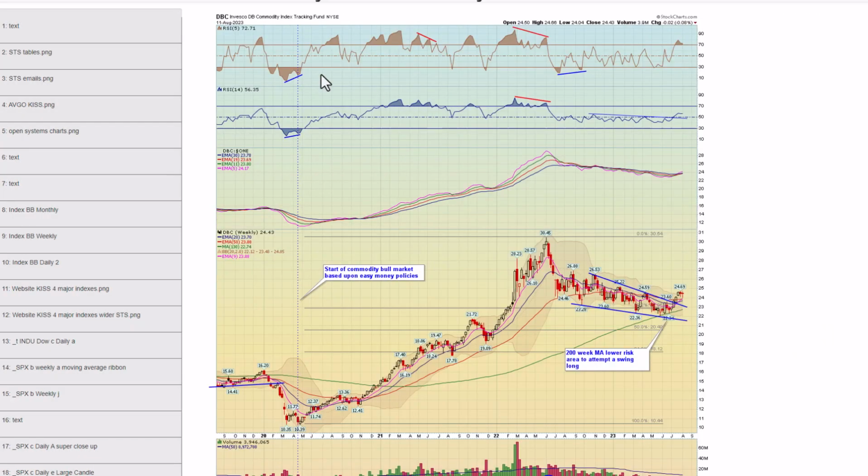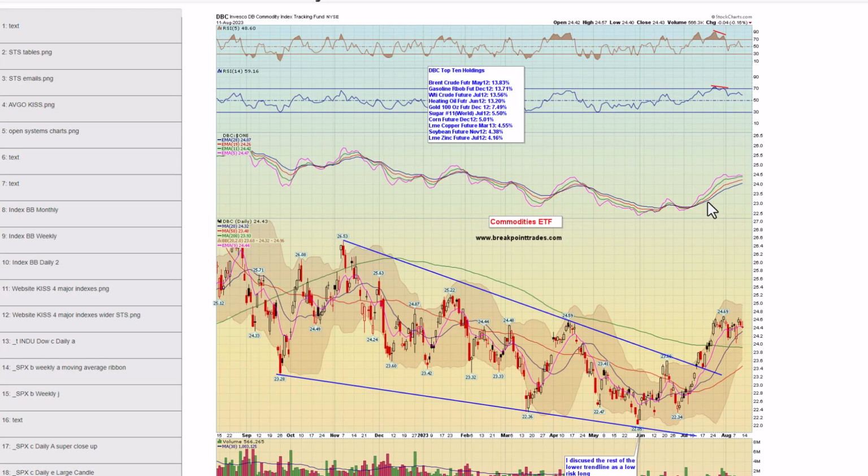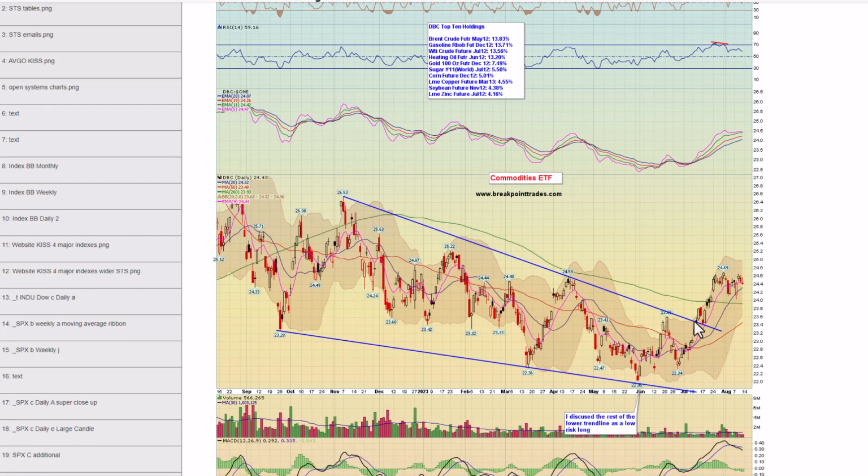All right, let's move to commodities. Chart 77 DBC, that's the commodity index, essentially flat for the week. About a month ago, it broke out of this wedge, bounced off the 200-week moving average. Next, chart 78 DBC on the daily. You can see the breakout from the wedge, back test, still looks strong here.